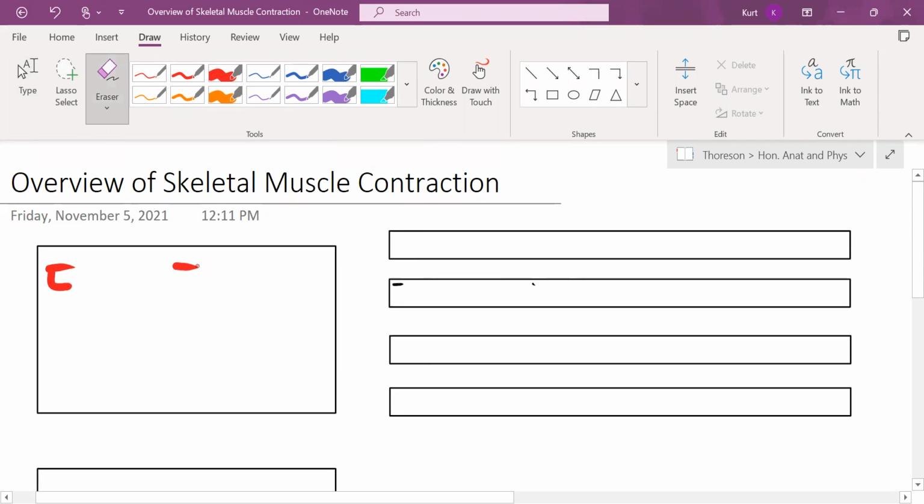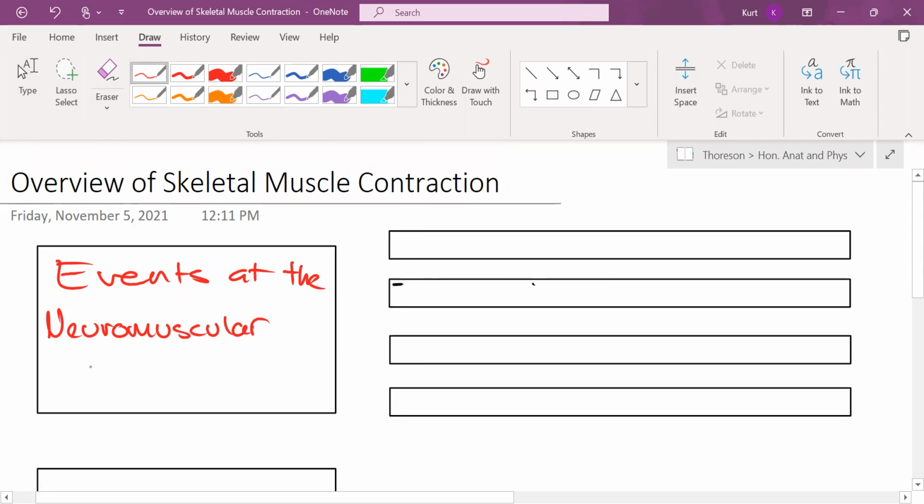Events at the neuromuscular junction. Sometimes we abbreviate this the NMJ.